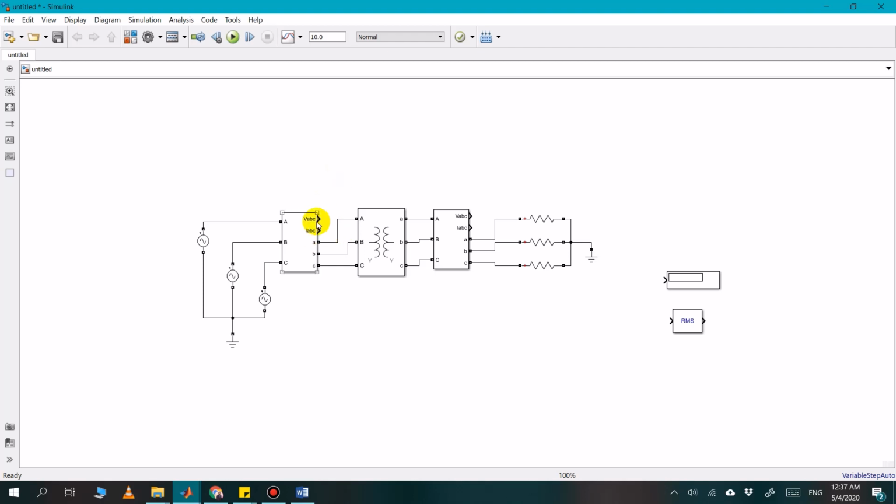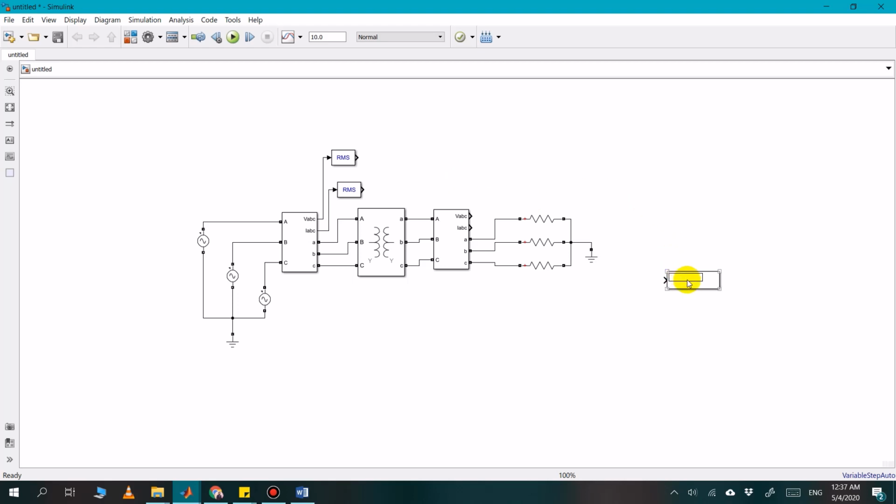And now this is where we get the voltage VABC. The ABC represents the three phases, and here we will get the current IABC. So we will connect the RMS block to convert the voltage into the RMS, voltage and current both. So this is for voltage, and this is for current.